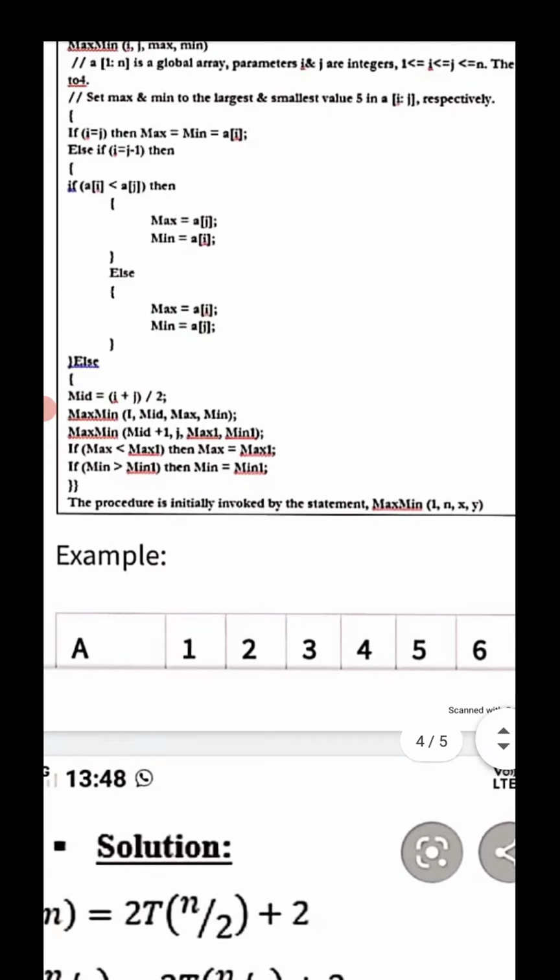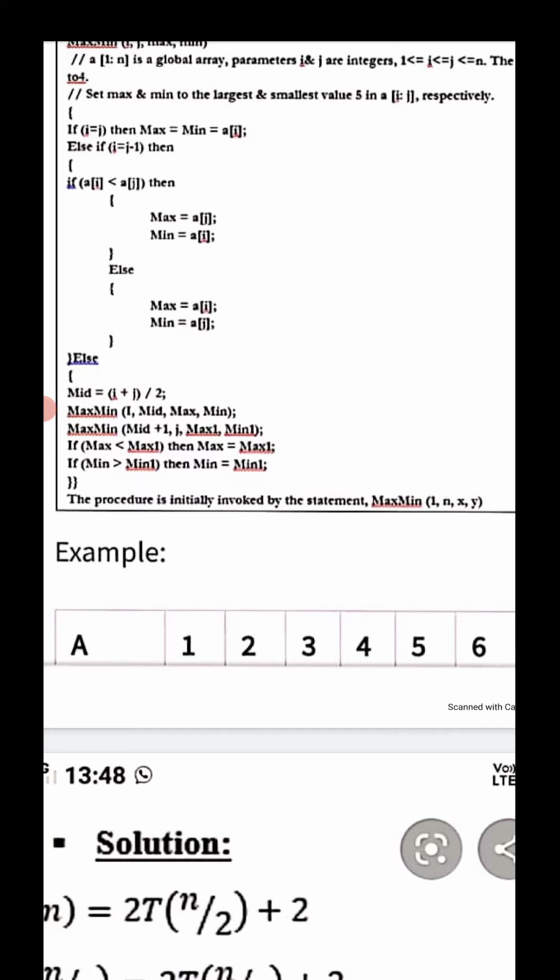Else, if we have to move to the array of some elements, first we divide the problem: mid is assigned to the first element plus the last element, divided by 2.